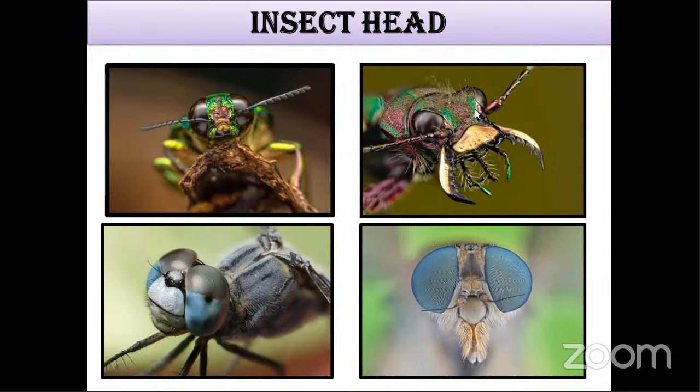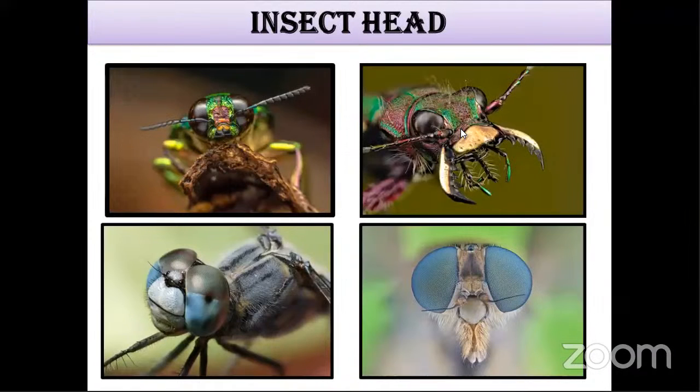Within this head, you can see the mouth parts. In this head, only mouth parts are there. Antenna is there, eyes are there. Eyes, antenna, and mouth parts. Two types of eyes are there: compound eyes and simple eyes. There are different types of antenna. They will come into the head region only.